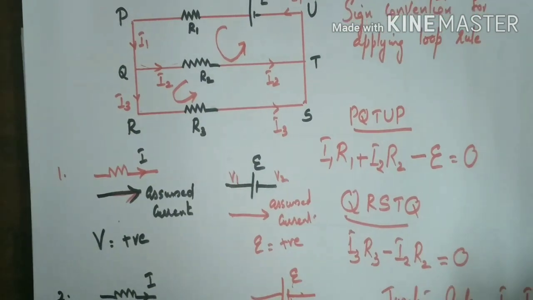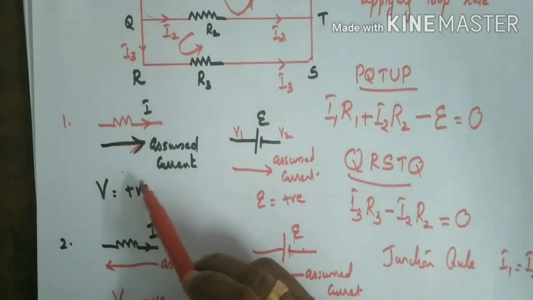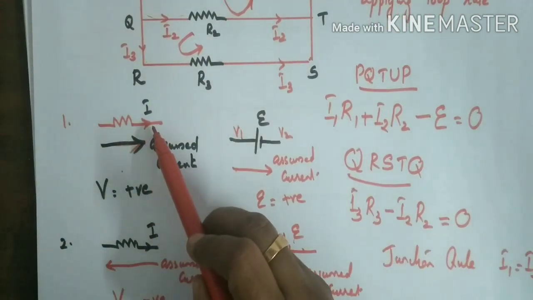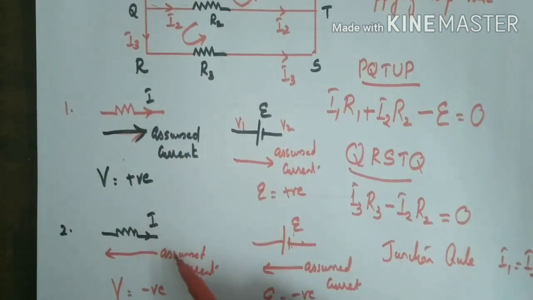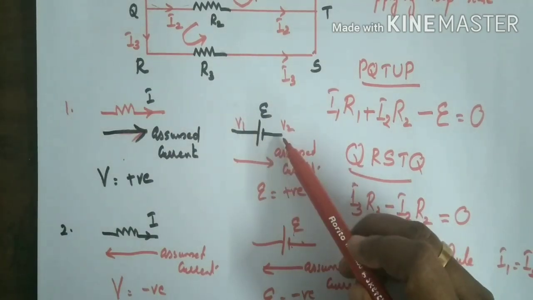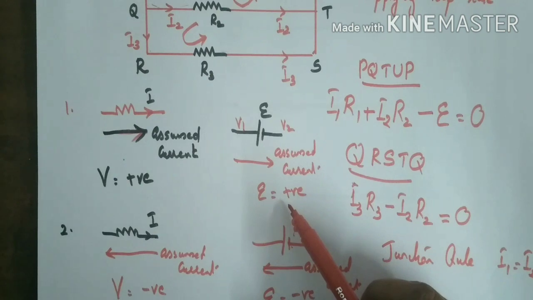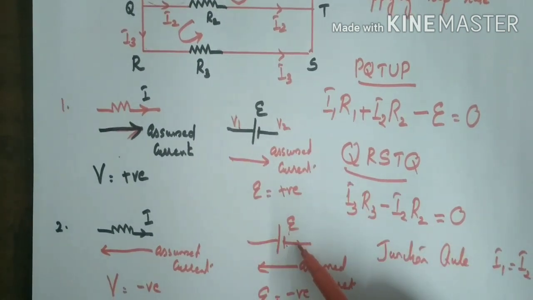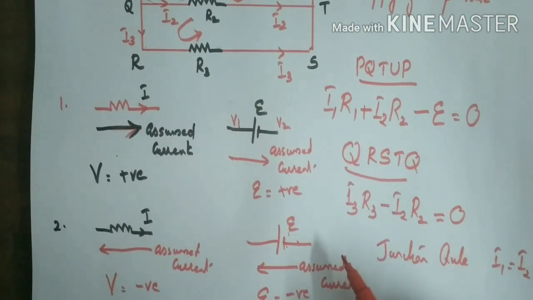So this is the sign convention used for finding the current. If the assumed direction and the original direction of current are the same, the potential difference across the resistance is positive. If they are opposite, the potential difference is taken as negative. Through the cell, if current flows from positive to negative, its EMF is taken as positive. If current flows from negative to positive, then the potential difference, or EMF, is taken as negative.